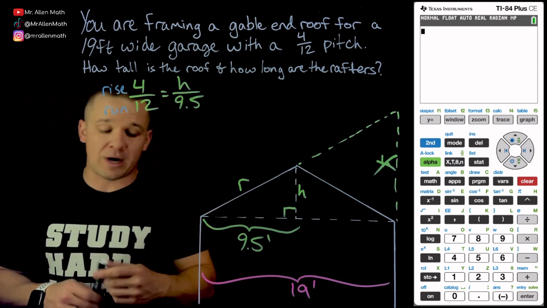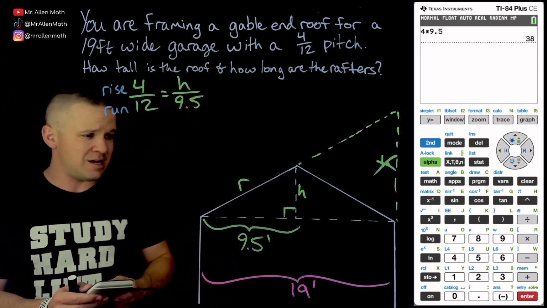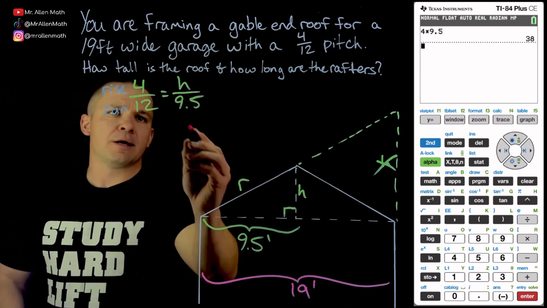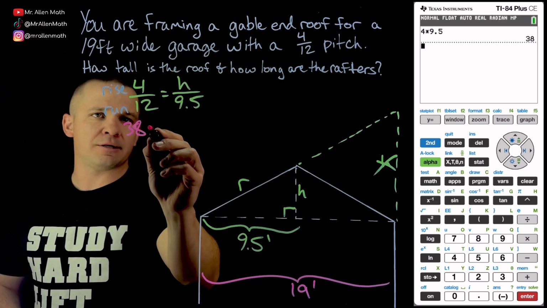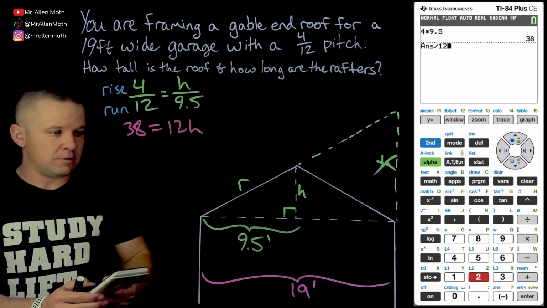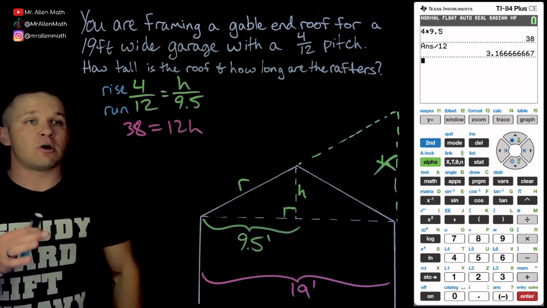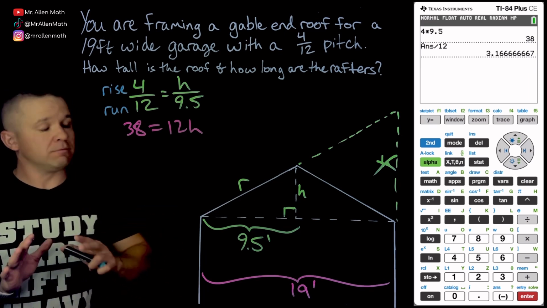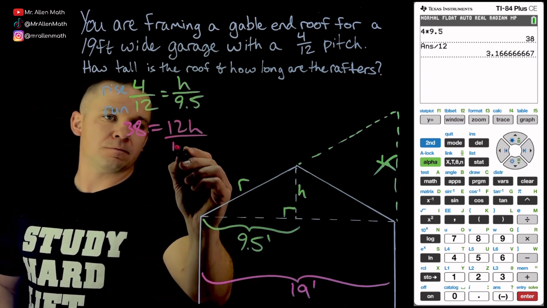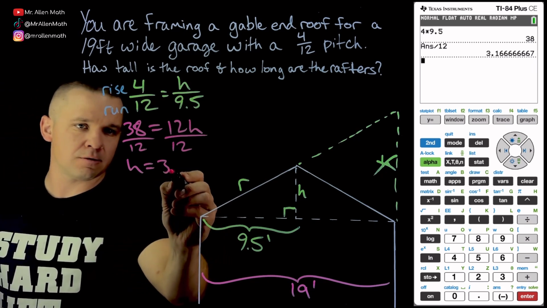Dope. So let's cross multiply, let's solve, and I'll just keep it all in the calculator. 4 times 9.5, that's going to be what, 38? Boom. Okay. So 4 times 9.5 is 38 equals 12H. So if I divide by 12 now, I'm going to get 3.1666, 3.16 repeating. Now we got options here, okay? If I divide by 12, which is what I have here, my height is 3.16.